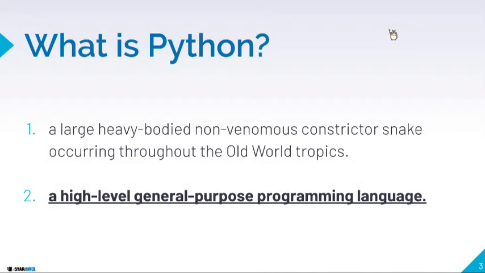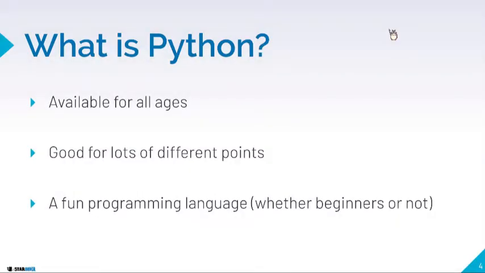What is Python? Well, let's look at the dictionary definition. A large, heavy-bodied, non-venomous constrictor snake occurring throughout the Old World tropics. I don't think that's what we're using. Let's look at the second definition. A high-level general-purpose programming language. That's more like it. Python is a programming language good for lots of different reasons.